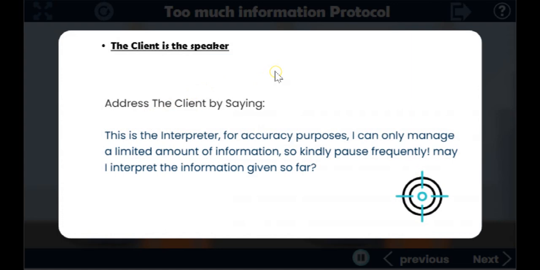Address the client by saying, "This is the interpreter. For accuracy purposes, I can only manage a limited amount of information, so kindly pause frequently. May I interpret the information given so far?"